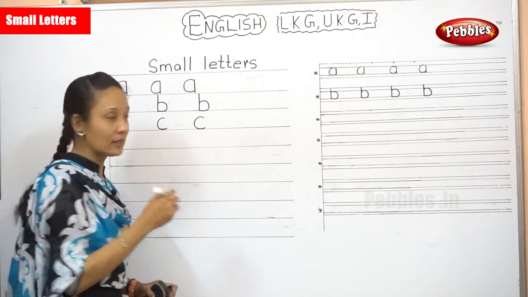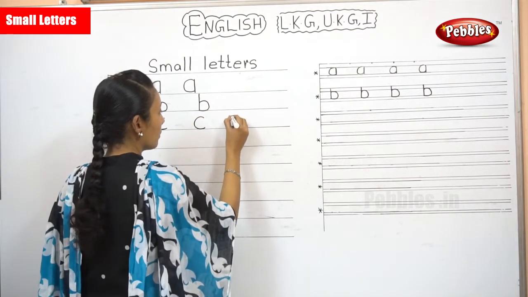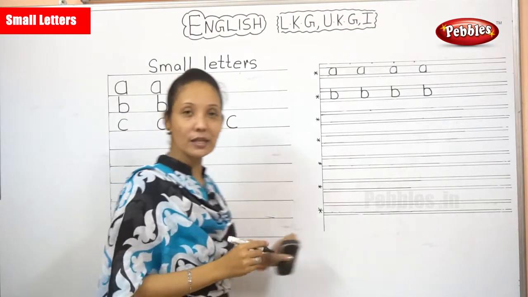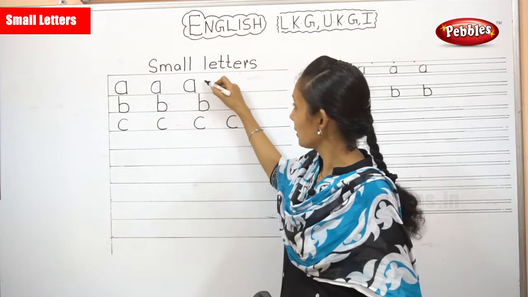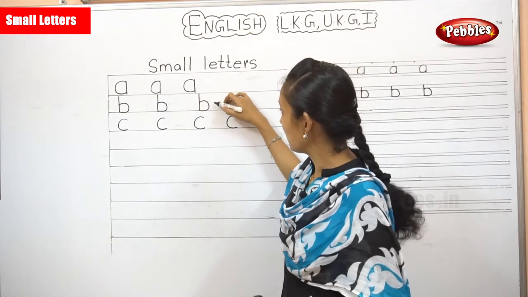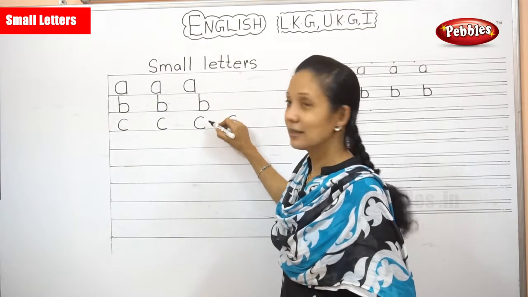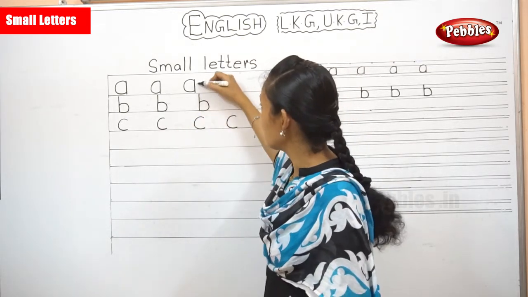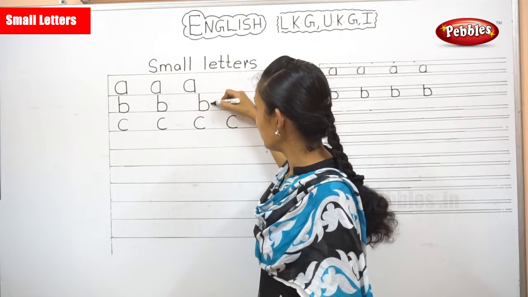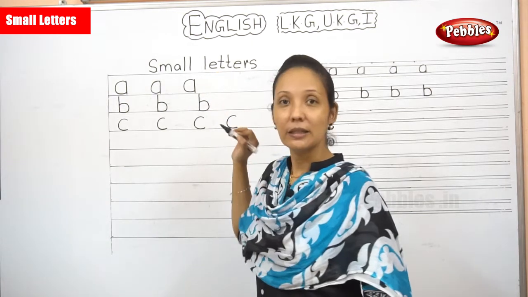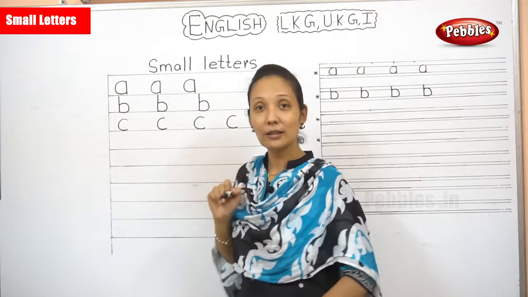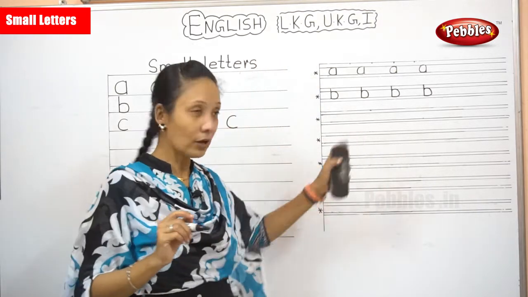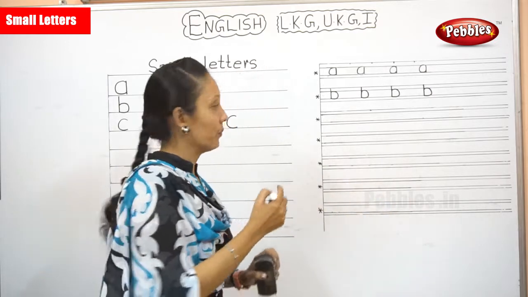Small c. Okay, so your alphabets are A, B and C. Now shall we learn how to write the C on your 4 lines? Yes, you are ready? Good.